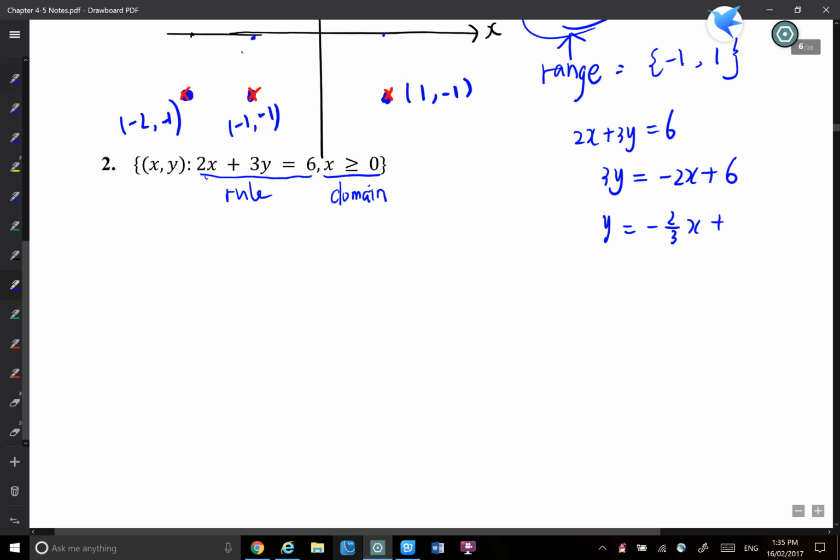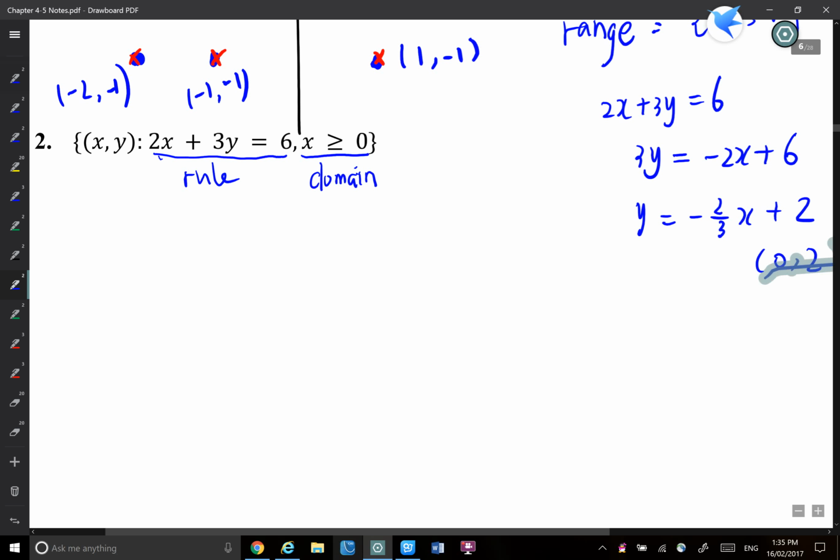Okay, that's a 6, and 6 divided by 3 we have 2. So the coordinates are 0, 2 for the y-intercept. And when y equals 0, 2 over 3x equals 2, x will be 3. So 3, 0 for this one.